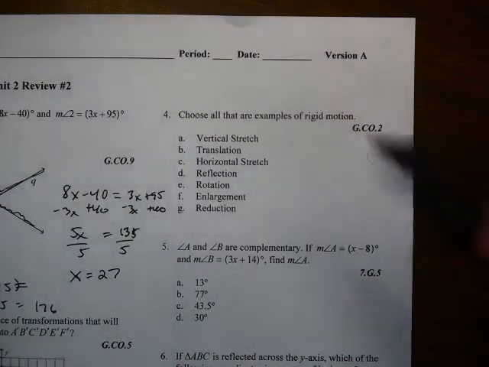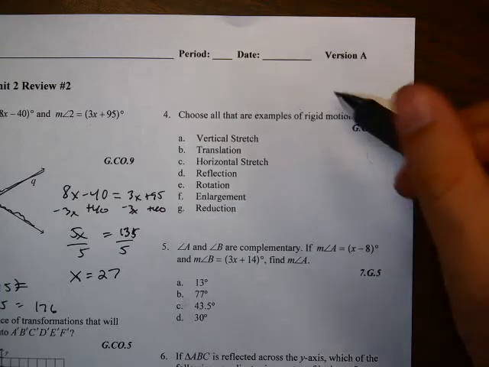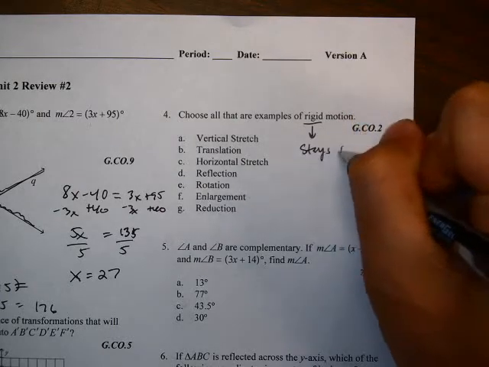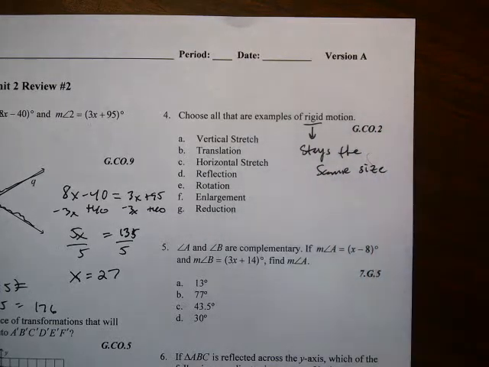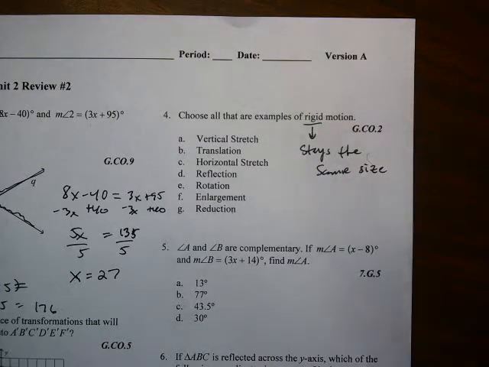Number 4, choose all that are examples of rigid motion. Remember, rigid is the kind of motion where it stays the same size. Non-rigid is where it gets either larger or smaller, either enlarges or reduces, but rigid stays the same size. And that was the original three transformations that we dealt with.